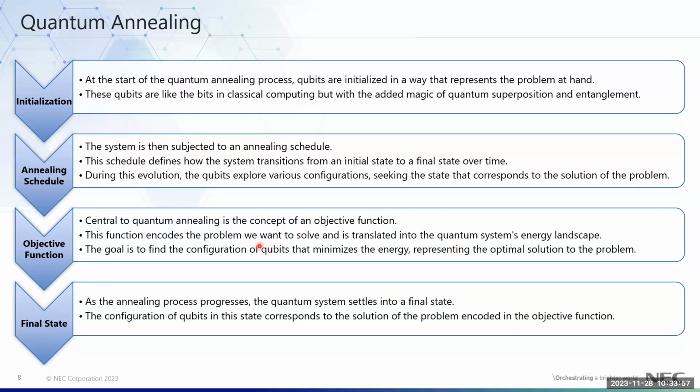And as we spoke about objective functions earlier, central to quantum annealing is the concept of an objective function. The function encodes the problem we want to solve and is translated into the quantum system's energy landscape. And finally, the goal would be to configure the qubits that minimize energy, and the minimized energy will represent the optimal solution to the problem. And finally, the system actually settles into a state, and at that point, the configuration of qubits will correspond to the solution. So this is how we can imagine the process of annealing.